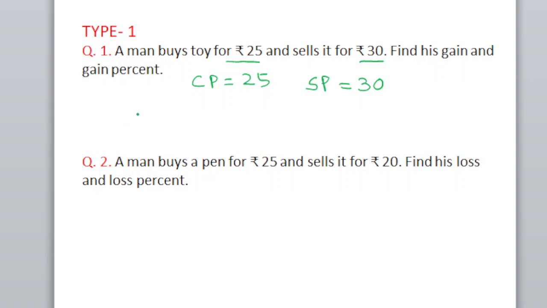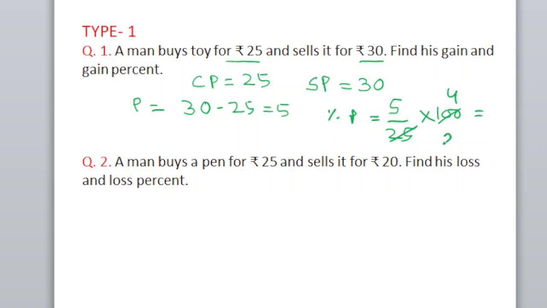Gain or profit is equal to SP minus CP. So here SP is 30 minus CP, that is 25, so that is equal to 5. And percentage profit is equal to profit divided by CP. Here CP is 25 into 100. So here 25 fours are 100, 5 fours are 20. That means that is a 20% profit or gain.